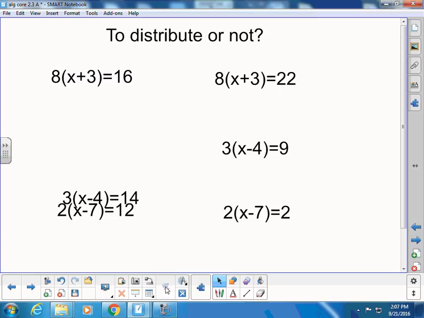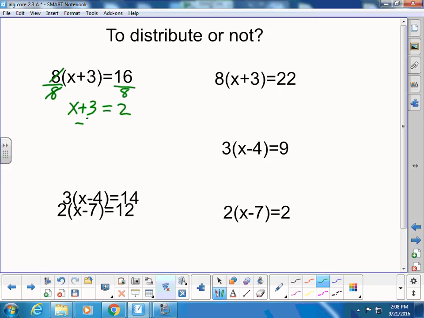Otherwise, we can do it this way. Start out right away. I'm going to get rid of this 8 right away. These cancel out, and we have just x plus 3. And now that there's nothing on the outside of the parentheses, I don't need them. 16 divided by 8 is 2. Subtract 3, subtract 3. X equals negative 1. See, right there it works perfectly well.